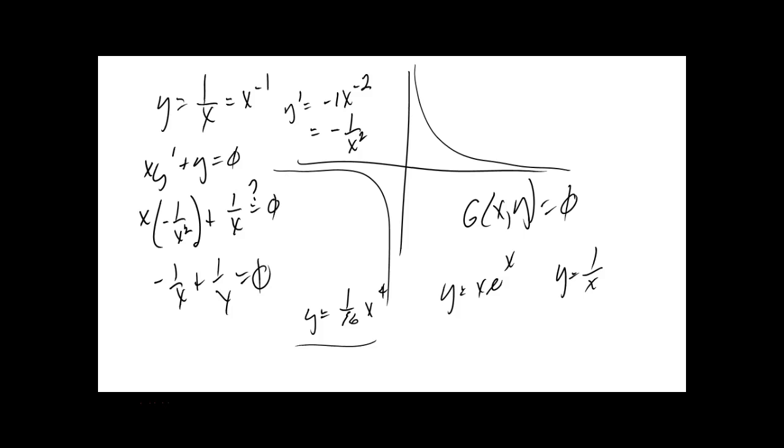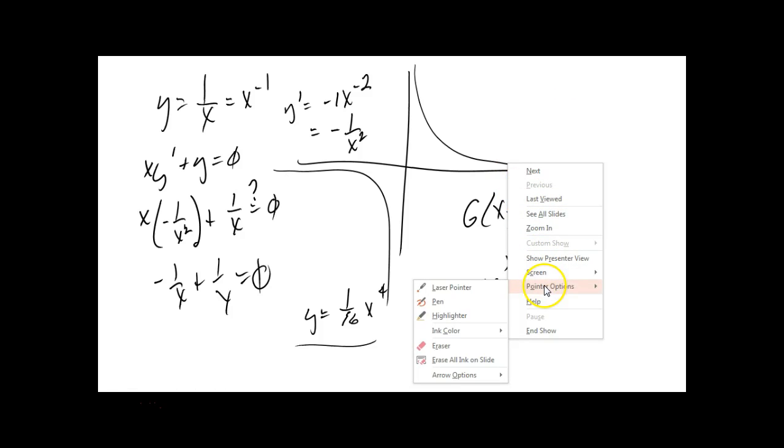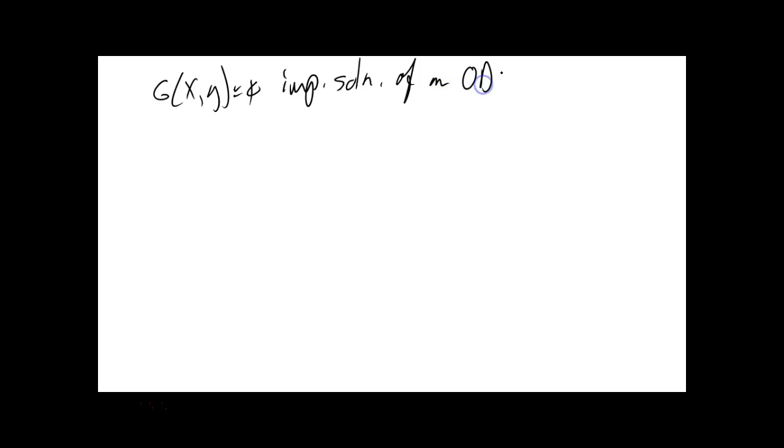So here's another definition, 1.1.3. All right. This relation, g of x, y equals 0, that we mentioned before, is said to be an implicit solution of an ordinary differential equation. And that was that ordinary differential equation 4.